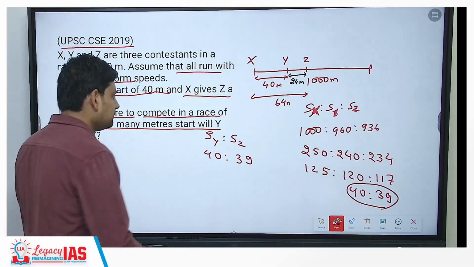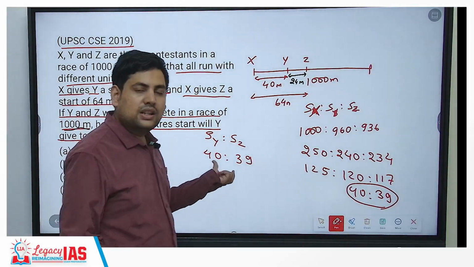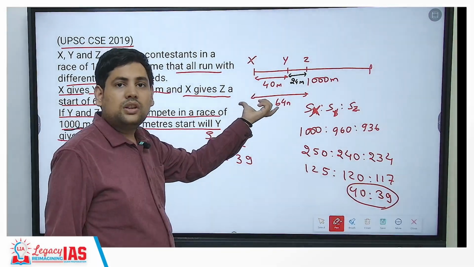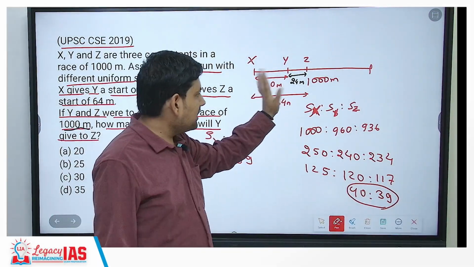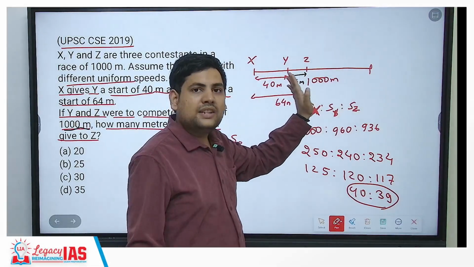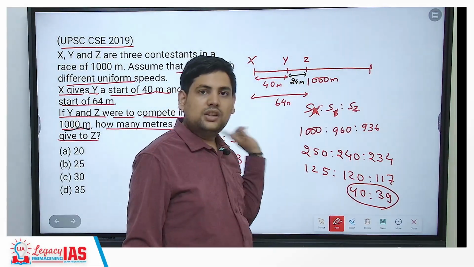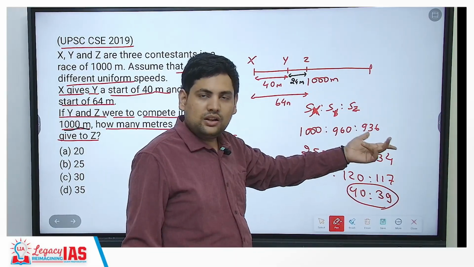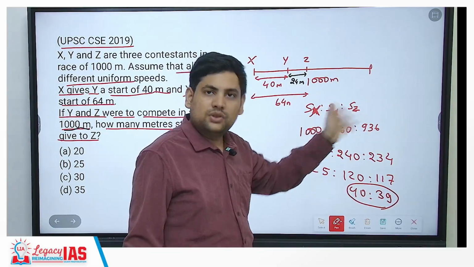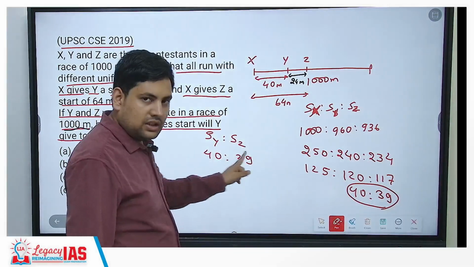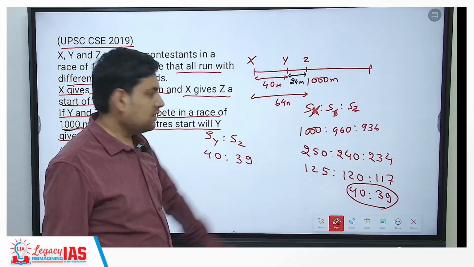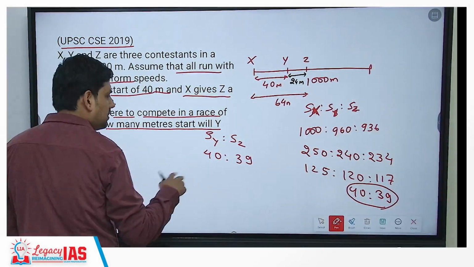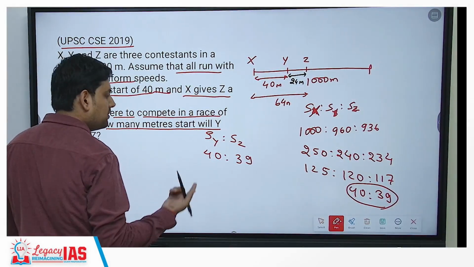Now, but this is for what distance? This is only for when they are not completing the race. So, in this case, Y is going 960 meters, but the question asks, when Y goes 1000 meters, what will be the start that Y can give to Z. So Y has to reach 1000 meters. So 40 to 39 is fine. Now I want both of them to reach 1000 meters.